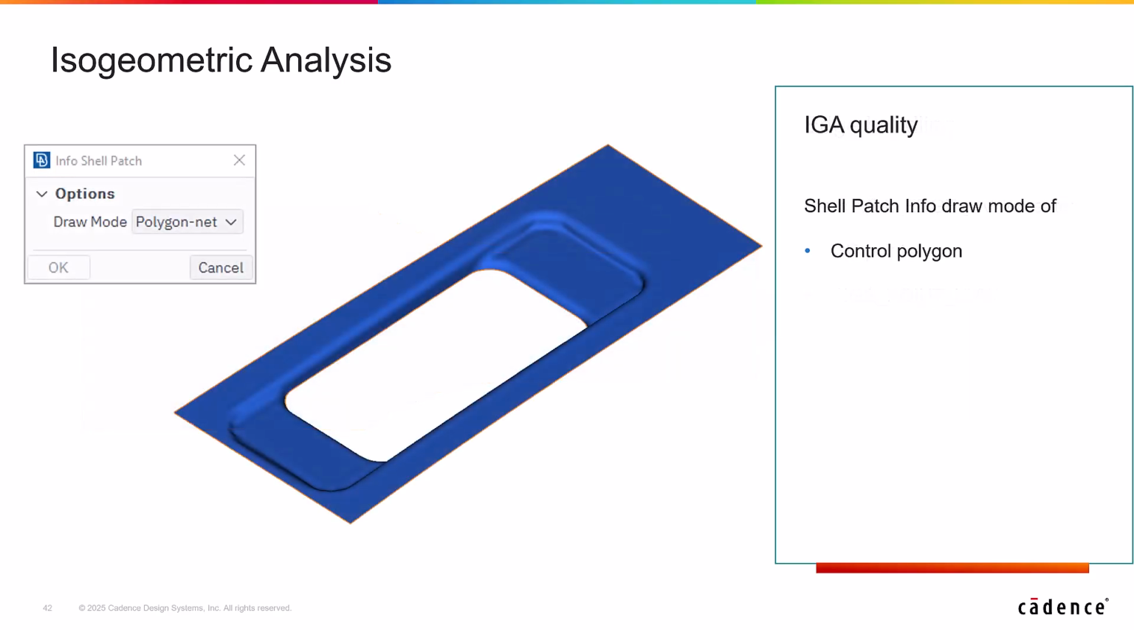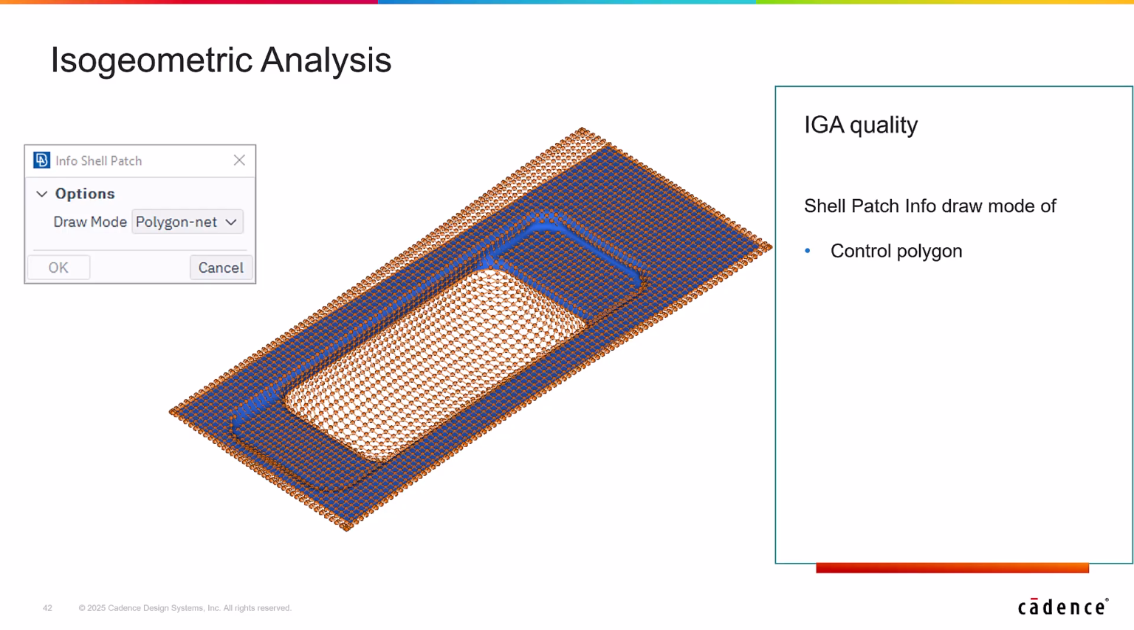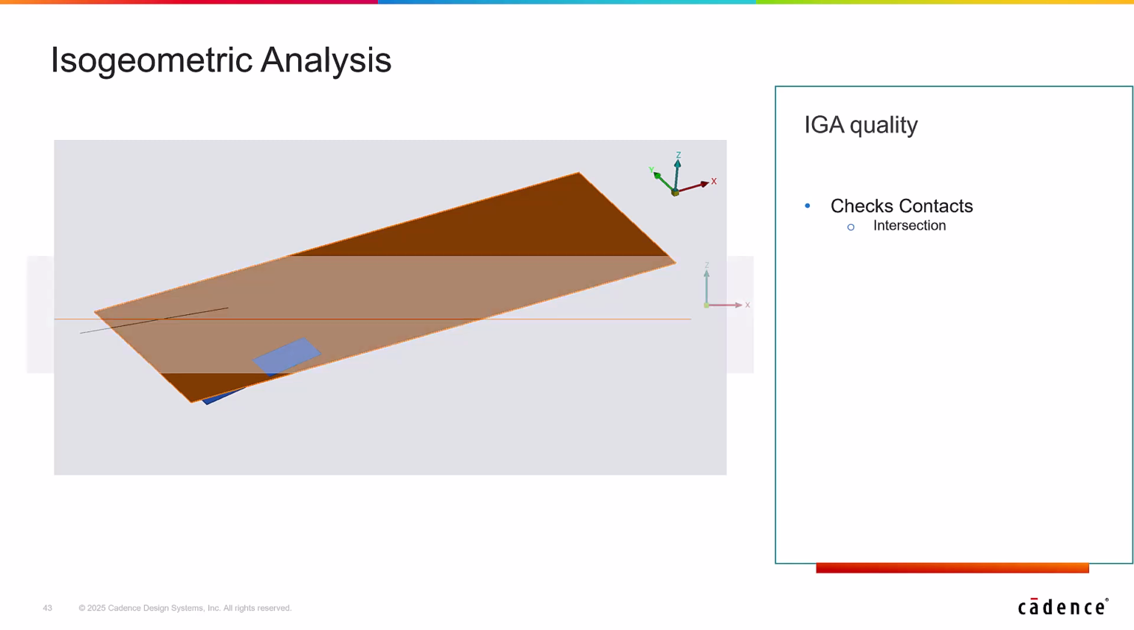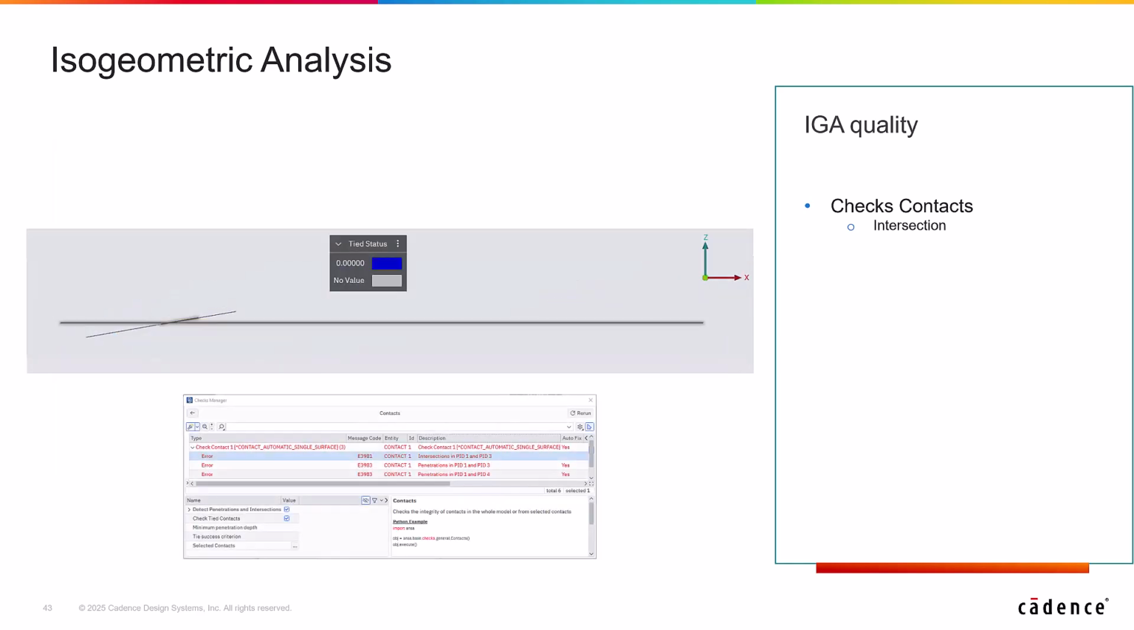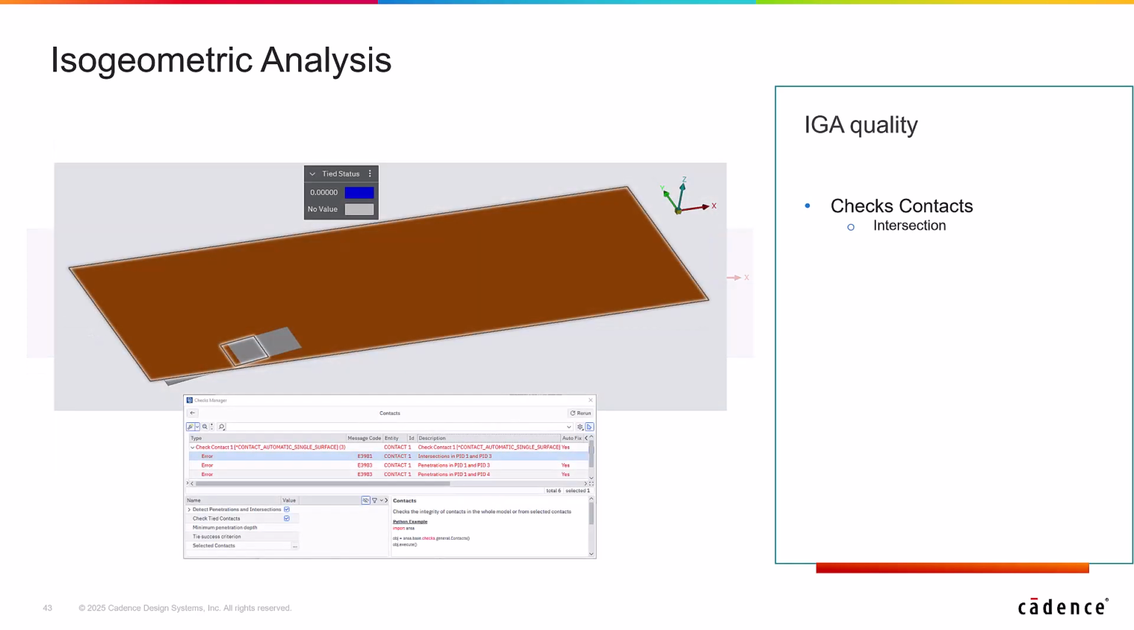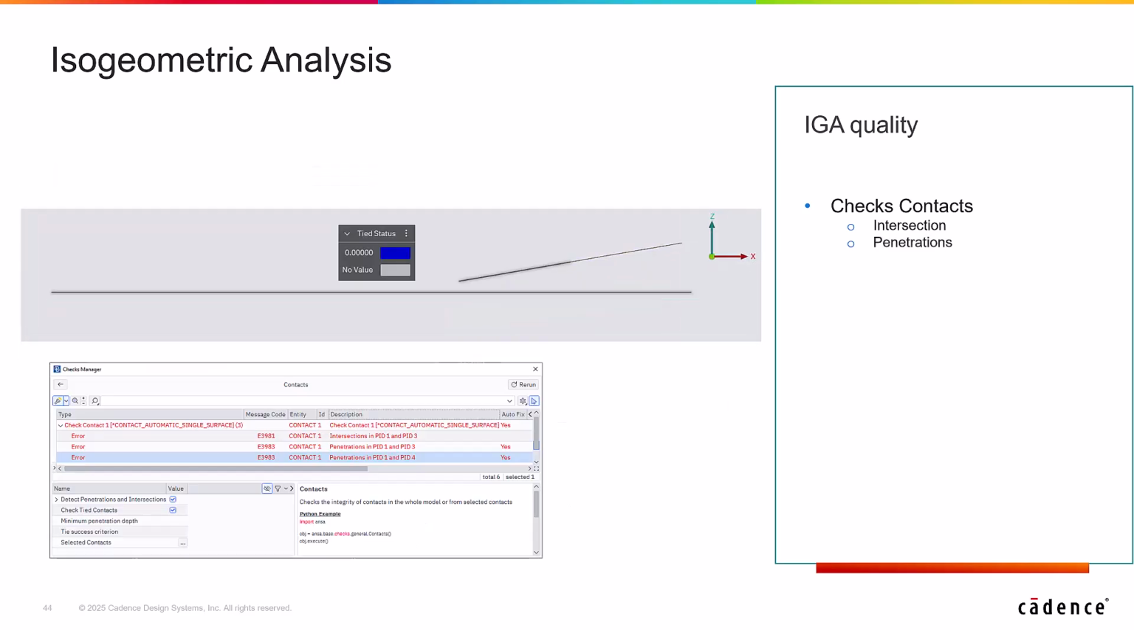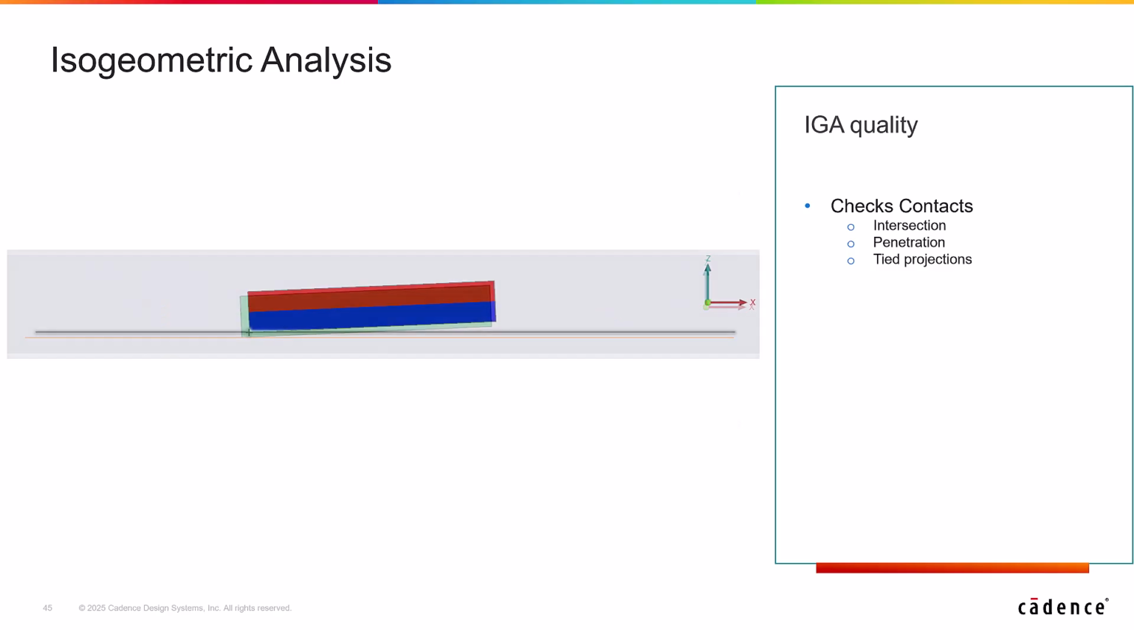To support a better understanding of IGA quality, the Shell Patch Info feature now visualizes the underlying control polygon net of an IGA 2D NURBS XYZ surface. On the other hand, the contact check functionality has been extended to support IGA shell patches and now identifies intersection issues. The contact check also identifies penetration issues and issues of projection in tied contacts.